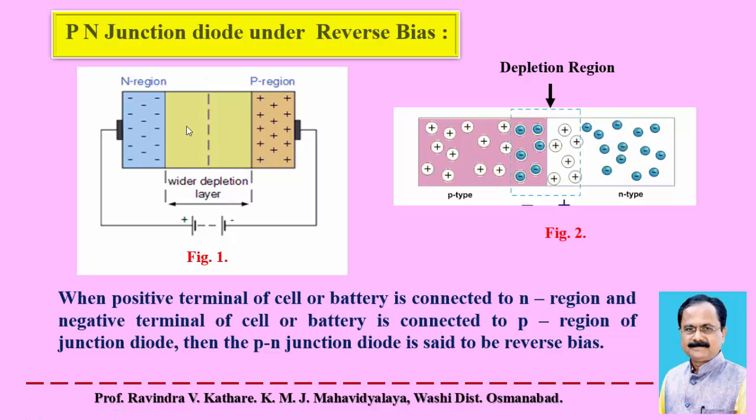The definition of the p-n junction diode under reverse bias is: when the positive terminal of a battery is connected to the n-type semiconductor and the negative terminal of the battery is connected to the p-type semiconductor, then the p-n junction diode is said to be reverse biased.